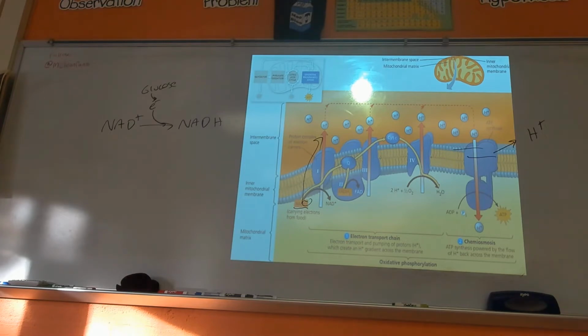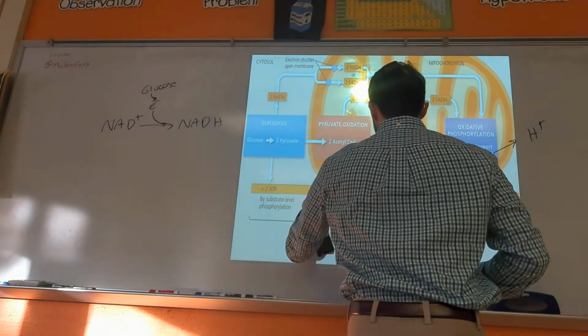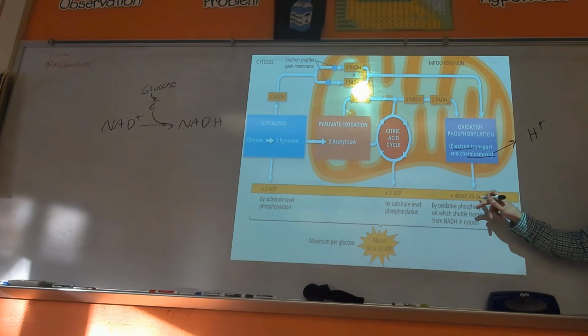So anyways, okay, going back to this summary slide, when you combine the electron transport chain plus chemiosmosis, the H plus going through the ATP synthase, those two processes are called oxidative phosphorylation. Oxidative, you're oxidizing the NADH and the FADH2, and then phosphorylation, you're using the ATP synthase to make all that ATP. It's about 26 or 28 ATP.